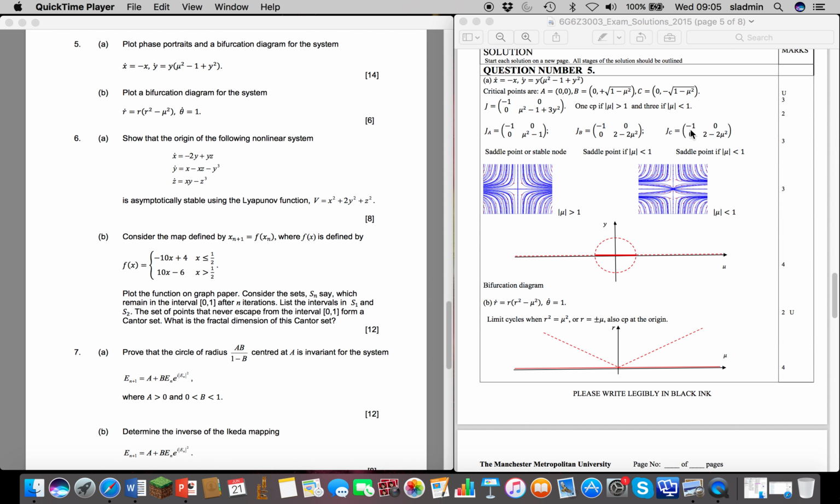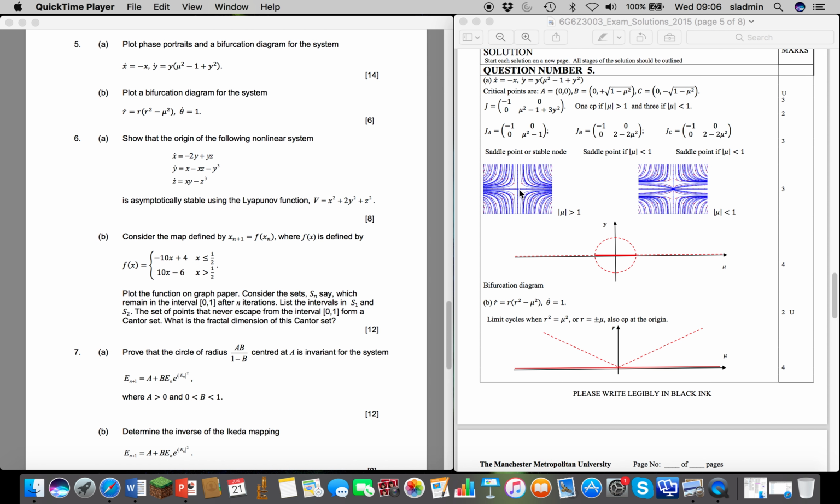So we work out the Jacobian of each of the 3 critical points. For the origin, we just substitute x and y both 0. So here you can see that if mod mu is bigger than 1, then this will be a saddle point, and if mod mu is less than 1, then this will be a stable node. And here we have JB and JC, so these are the other critical points. And remember, there are only 3 if mod mu is less than 1, and if mod mu is less than 1 in both of these, then we get saddle points. So these are 2 saddle points.